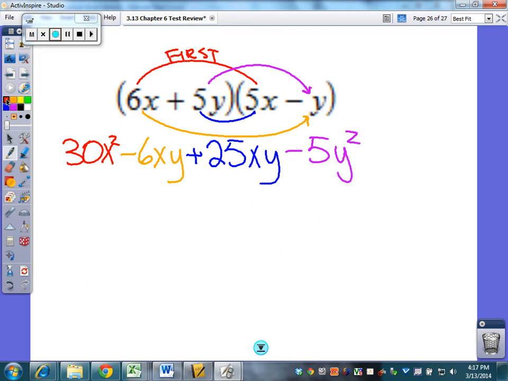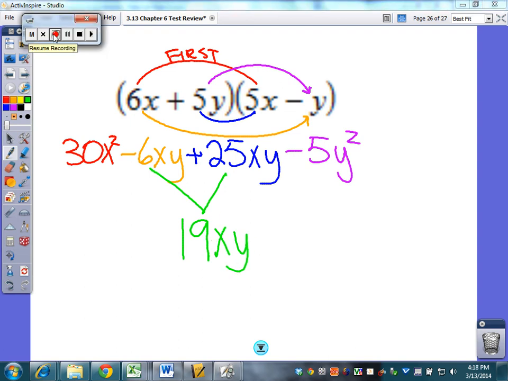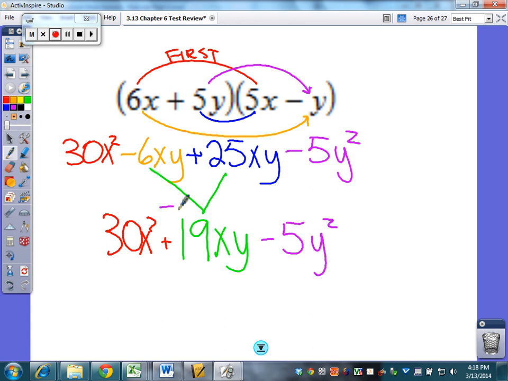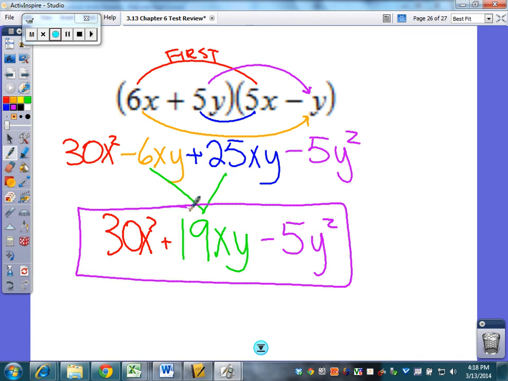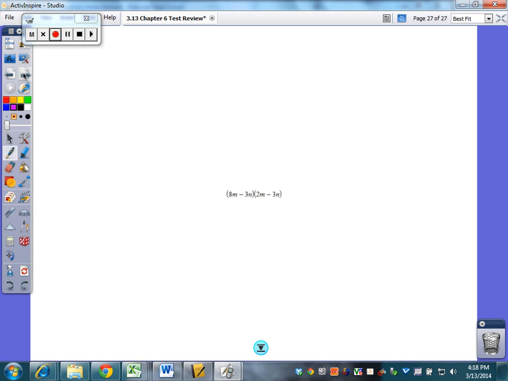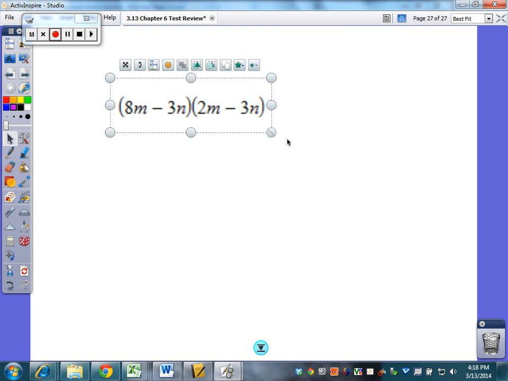Well, we have like terms. Negative 6xy plus 25xy is 19xy. Okay, so combine the like terms, 19xy, and then we have the 30x squared, and then we have the negative 5y squared. And this is my answer right here. Okay? Again, you can use that same example and try this one.